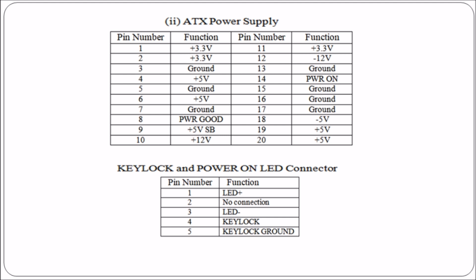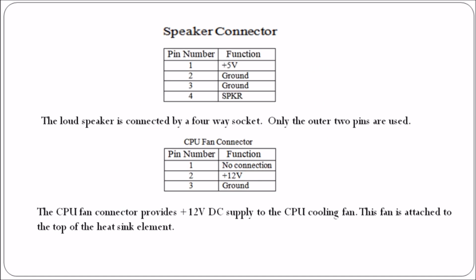The pin numbers of the key lock and power LED connector and their functions are given. Speaker connector: the pin numbers of the speaker connector and their corresponding functions are given. The loudspeaker is connected by a 4-way socket. Only the outer two pins are used.